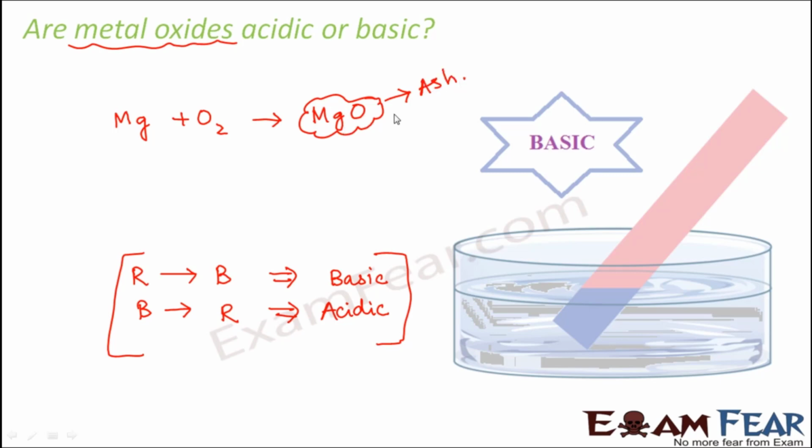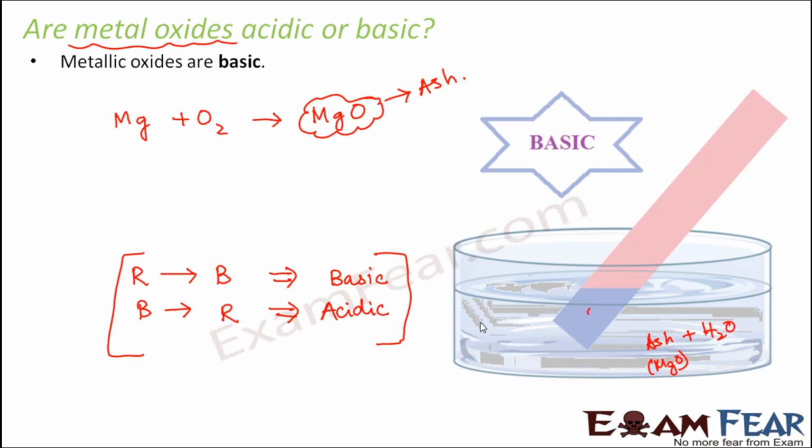Now take this ash and mix it with water. You are basically getting a solution, which is ash plus water. And what is ash? Ash is nothing but magnesium oxide. That is how you have prepared this solution. Now in this solution, you dip a red litmus, and what do you see? You see that the red litmus has turned blue. This was the original color of the litmus paper, but this portion has turned blue. So this shows that this solution is basic in nature. So we conclude that metal oxides are all basic in nature.